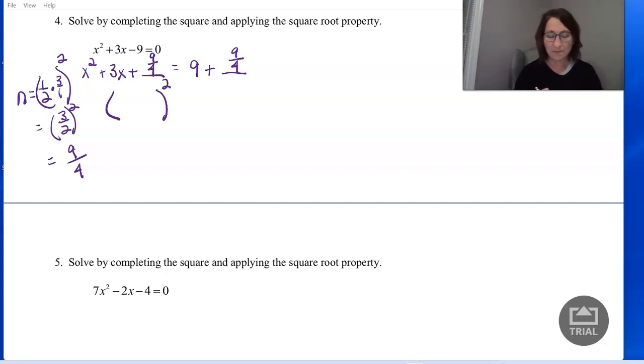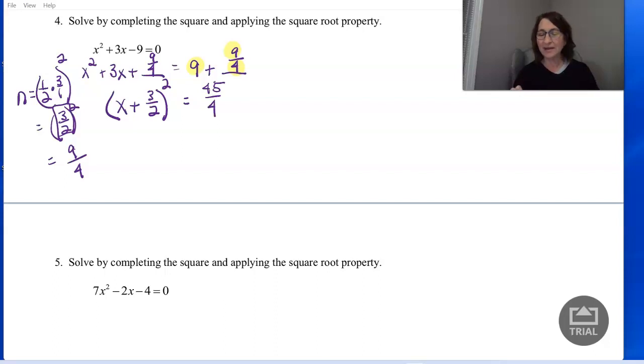Okay, so that's going to be x plus, now I take the square root of 9/4, which is going to give me that 3/2. And that's equal to 9 plus 9/4, which is 9 and 9/4. So that'd be 36. I take 4 times 9, which is 36 plus 9, and that's going to give me 45. So I've got 45 over 4.